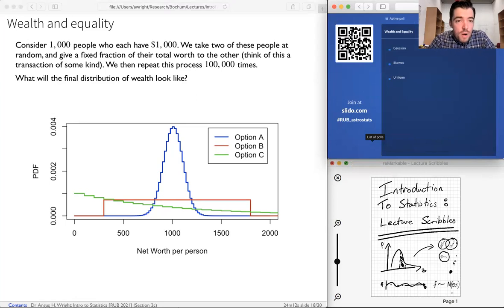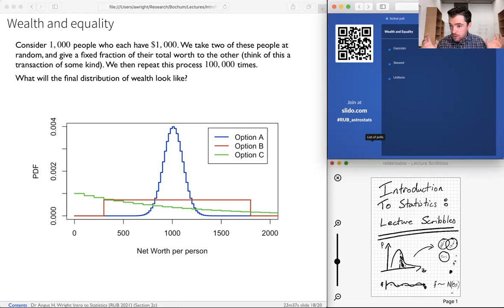So we have a wealth simulation, and we consider 1,000 people. Each of those 1,000 people has $1,000, and we take 2 of those people at random, and we undergo some sort of a transaction. That is, we take a fixed portion of one person's income and give it to another. We then repeat that process 100,000 times. What does the final distribution of wealth look like?